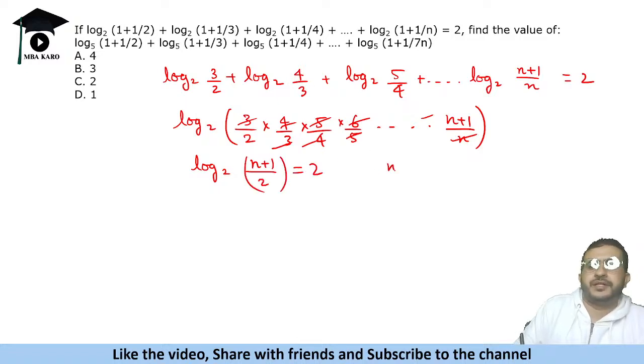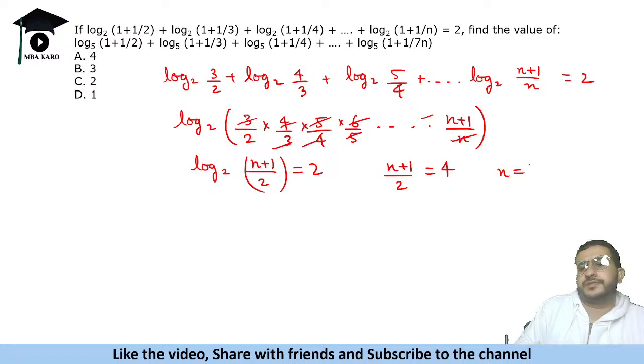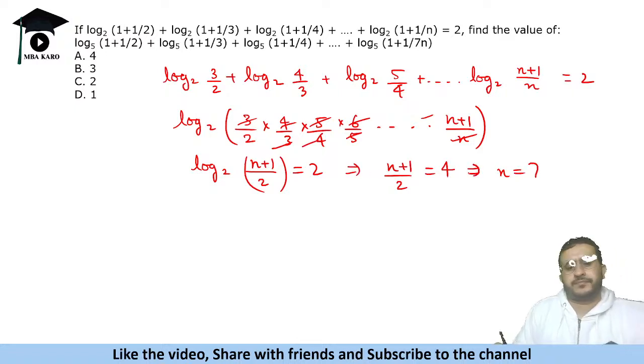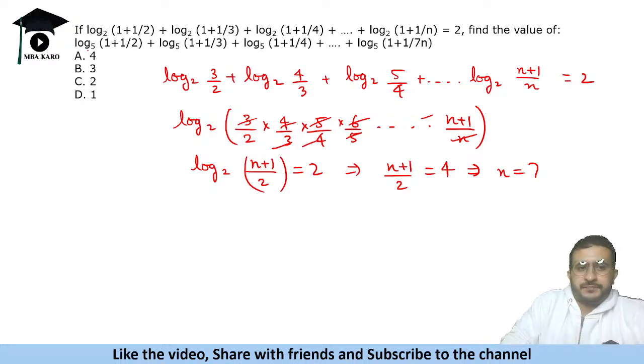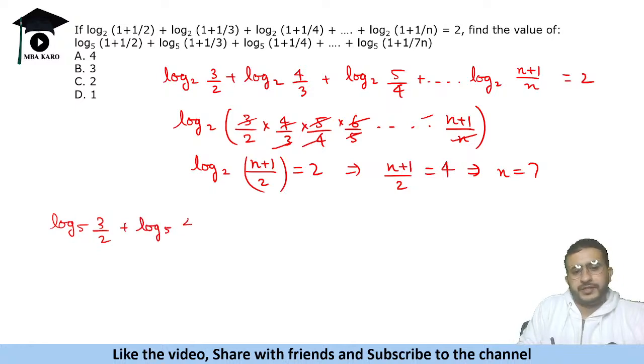Okay. So that means n plus 1 by 2 is equal to 4. So n is equal to 7. n 7 आ गया. Now just put 7. Now we will use this expression log 5 3 by 2 plus log 5 4 by 3. सेम एक्सप्रेशन जो हमने पिछले वाले में देखा था. Isn't it?